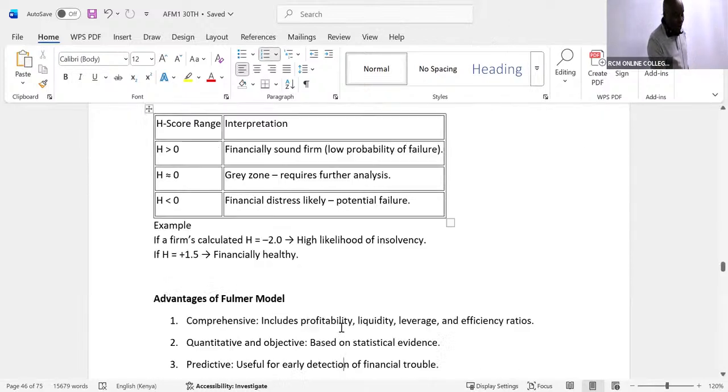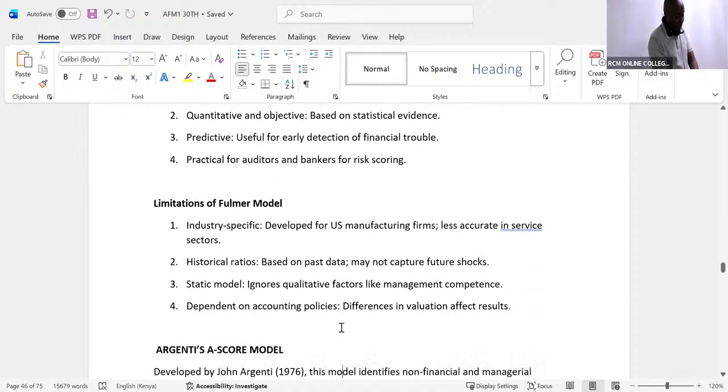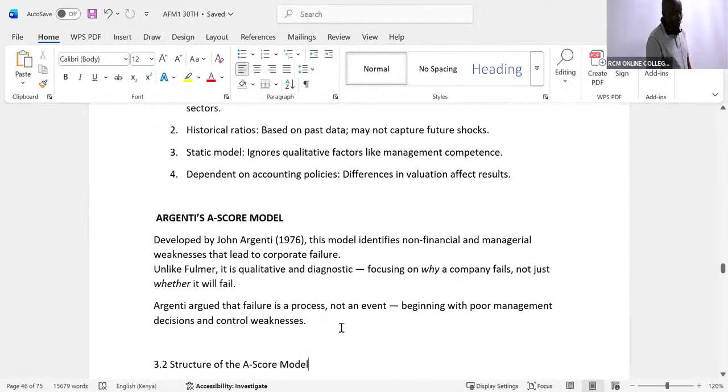Then now we go to this one that is very, very popular. You'll be able to read those things, advantages and disadvantages. We go to this one that is very, very popular, known as the Argenti model. This is very, very popular in your exam. Argenti model is really popular.